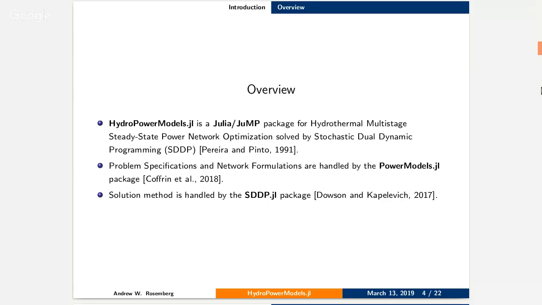and Statistics in PUC-Rio. Well, HydroPowerModels is a JuMP package for hydrothermal multi-stage steady-state power network optimization solved by stochastic dual dynamic programming. The problem specifications and network formulations are dealt with by PowerModels, while the solution method is handled by SDDP.jl. The PowerModels package was published by Coffrin in a paper in 2018, and Oscar Dowson published a paper with Kapelevich in 2017 about his package, SDDP.jl.